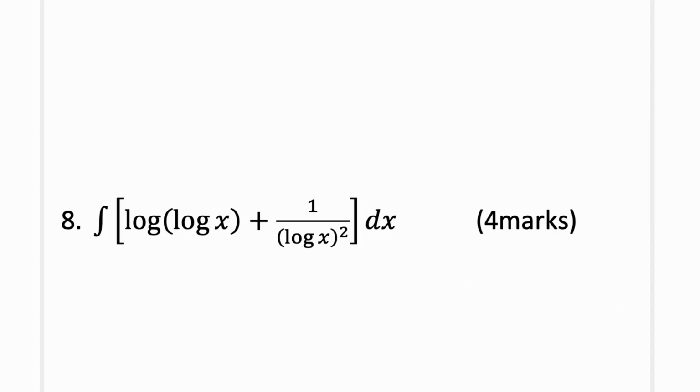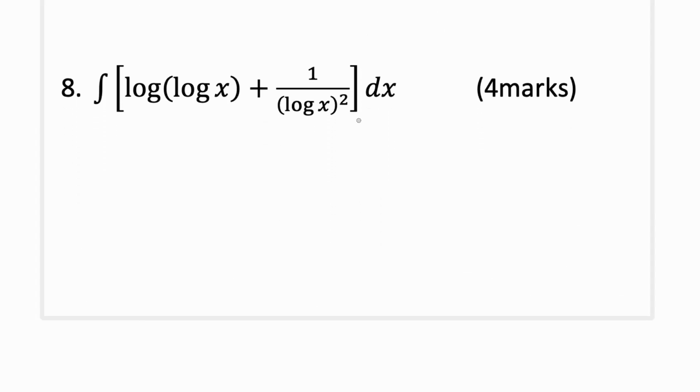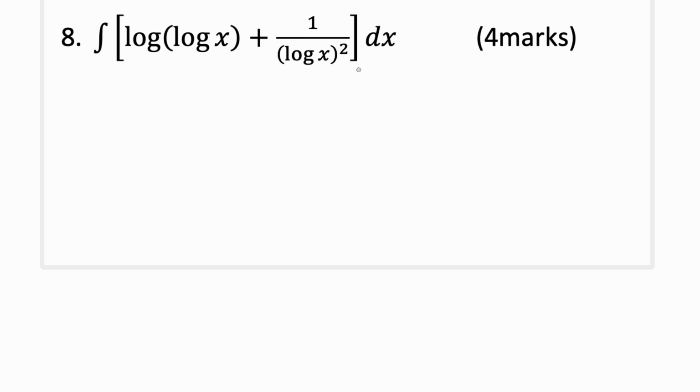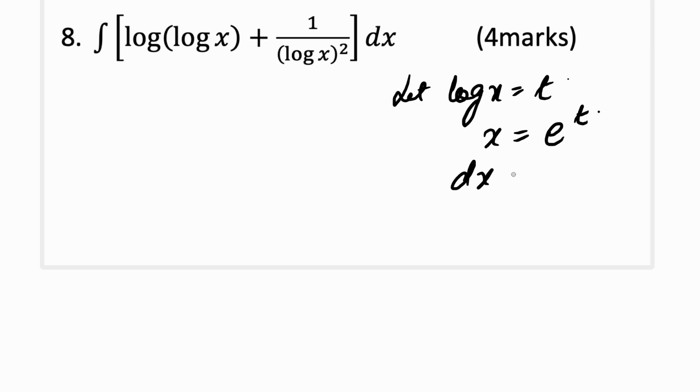Now let's look at this question. This is a pretty tricky question. Integral of log x plus 1 upon log x whole square. So carefully look at it. In this we'll start with: let log x is equal to t. If you remember logs properly, x will be e to the power t. Now if I differentiate it, I will get dx is equal to e to the power t dt.